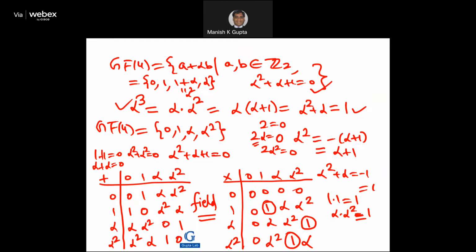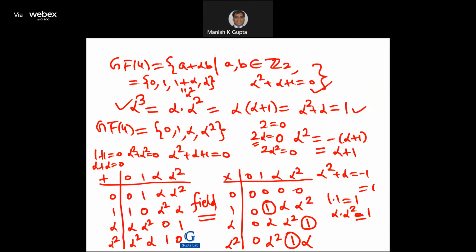Also note that alpha cube is equal to alpha into alpha square. Alpha square is equal to 1 plus alpha. So it is alpha into alpha plus 1, which is alpha square plus alpha. Alpha square plus alpha is 1 because alpha square plus alpha plus 1 is equal to 0. So alpha cube is equal to 1. Now it looks like it is a cube root of unity, right? But is it really a cube root of unity?